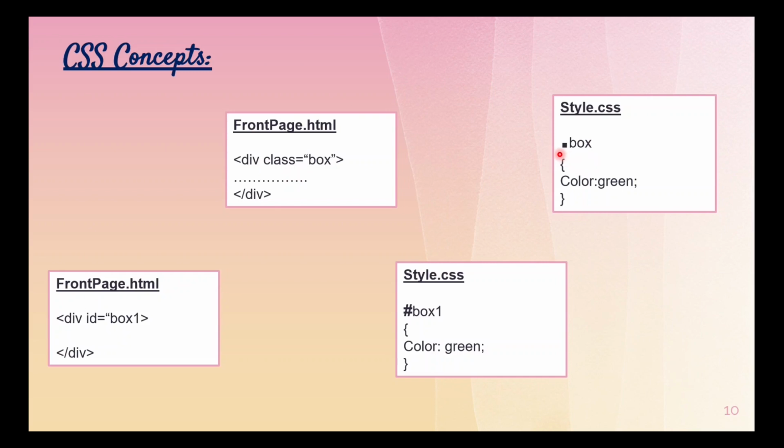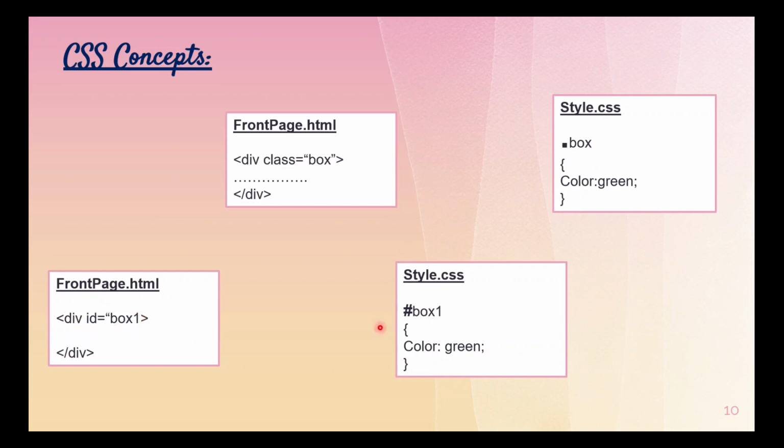So I'll write .box, and then whatever attributes I want to write, like color green, red, or whatever formatting or style I need to add, I'll add between these blocks of code. So this is one concept: for class we will use a dot. Now let's see for ID. Here we have a similar front page.html, and we have the div block in which we have div id is equal to box1. I've given the ID value as box1.